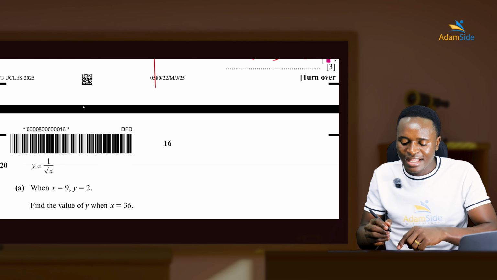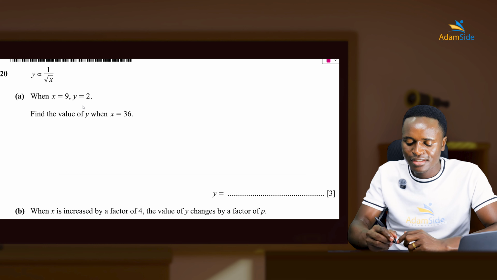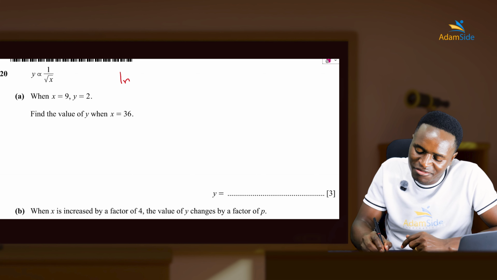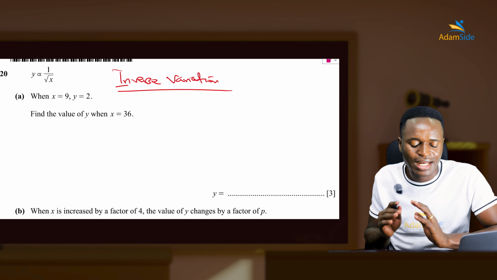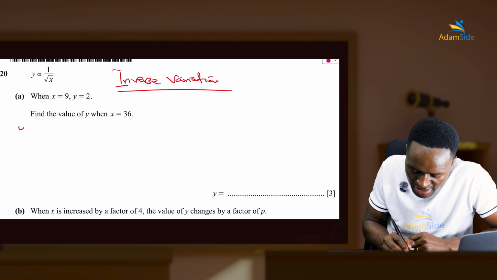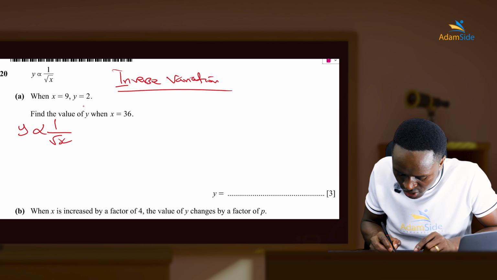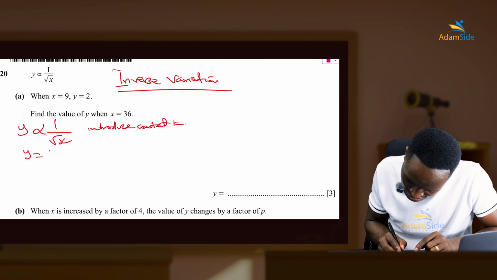Next question. This is very simple. Say y is inversely proportional to root x. When x is 9, y is 2. Find the value of y when x is 36. This is called inverse variation. So we say y is inversely proportional to root x. How do you do it here? We cannot say they are equal, so we introduce a constant k. So we say y is equal to k over root x.